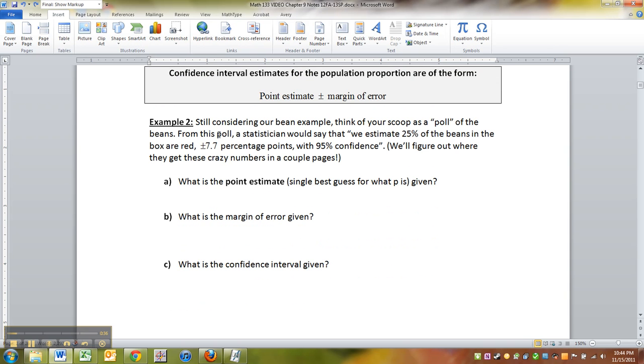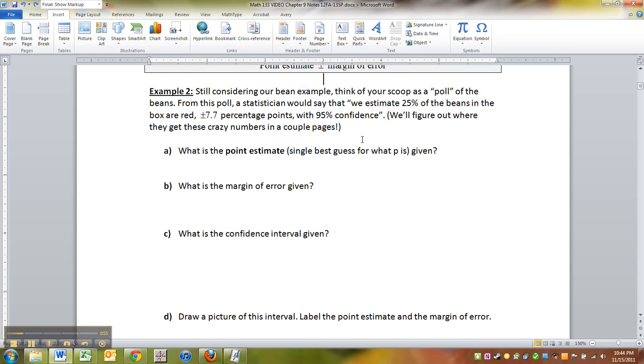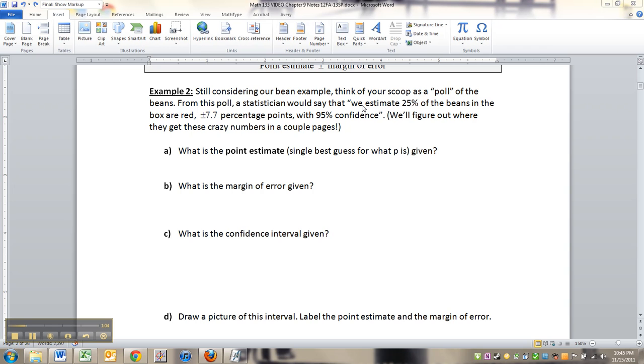So, for example, we consider our bean example. Think of your scoop as a poll of the beans. From this poll, a statistician would say that we estimate 25% of the beans in the box are red, plus or minus 7.7 percentage points, with 95% confidence. We'll figure out what these numbers mean in a couple pages, so where those came from we'll work on later. But suffice to say that this is the kind of thing that gets put out in the news all the time. They'll say things like, the president has a 42% approval rating, plus or minus 3%, and then they usually don't bother telling you the confidence level. It's usually hidden on their website somewhere, but in general, it's 95.